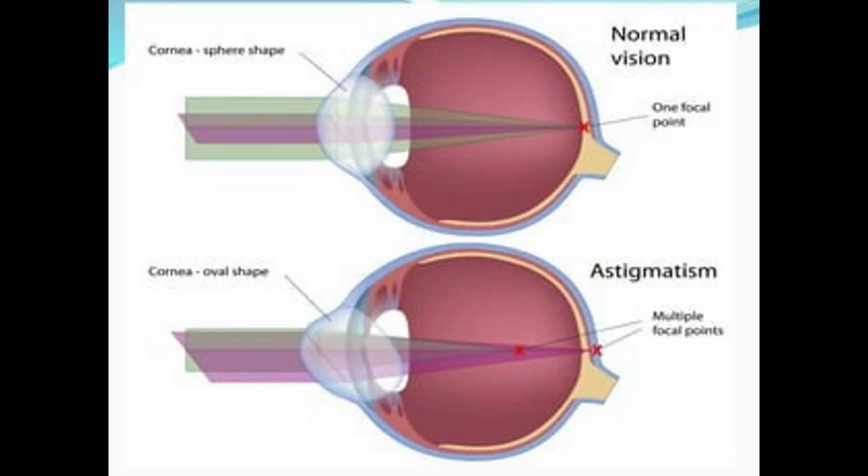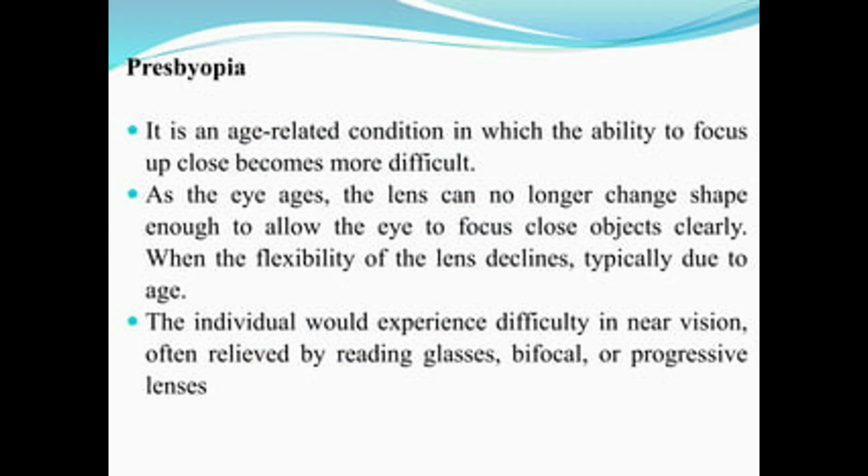So in this picture, you can see that in normal vision, the cornea which is spherical in shape, and there is only one focal point. And whereas in astigmatism, the shape of the cornea is oval in shape, and there is multiple focal points. Next is presbyopia. It is an age-related condition.